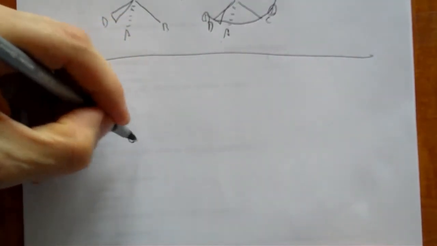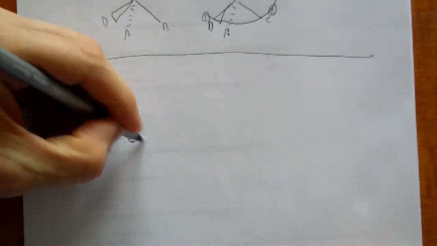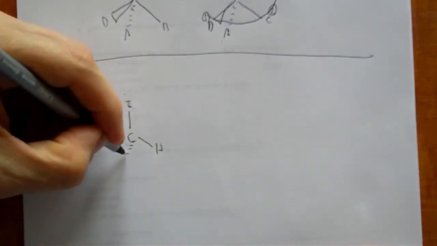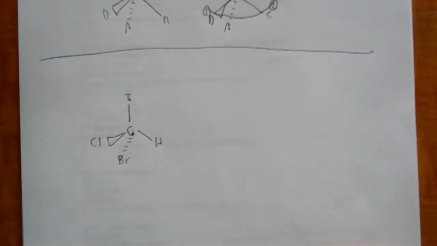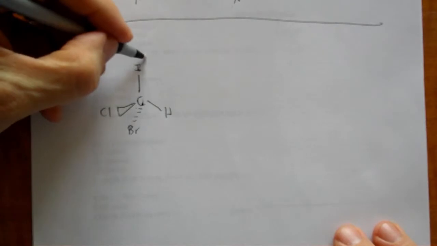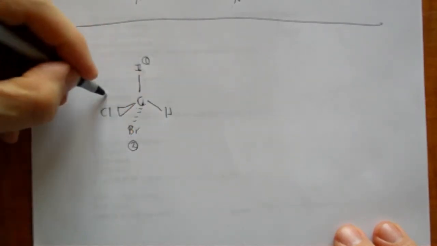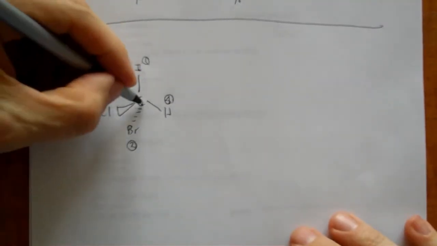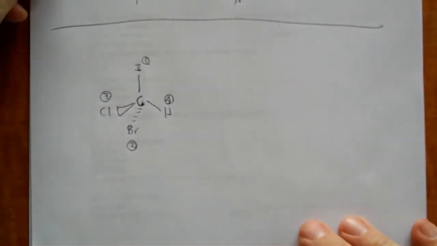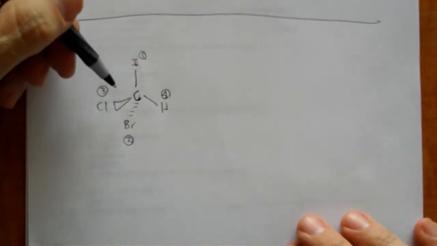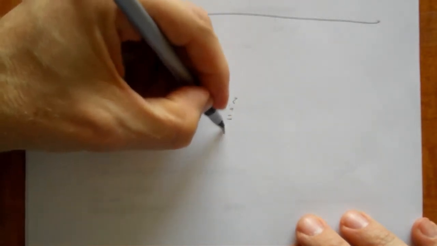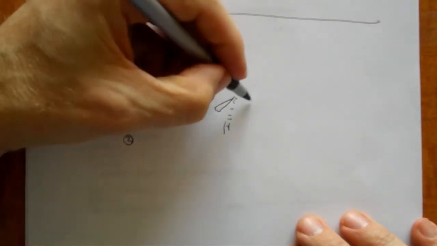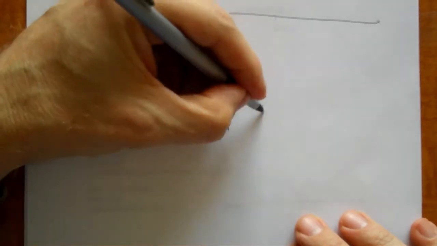Let's go with carbon, iodine, hydrogen, bromine, and chlorine. Okay, so assign priorities. We can do this pretty easily. We can see iodine's the biggest. 1, 2, 3, and 4. If there's a hydrogen on it, it's always going to be the smallest, right? That's the smallest atomic number. All right, so let's first of all put the hydrogen in the back. I'm switching with bromine, you can see.